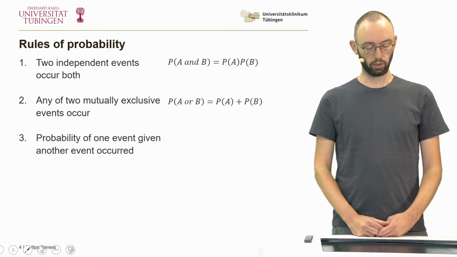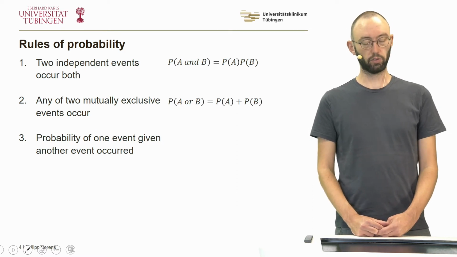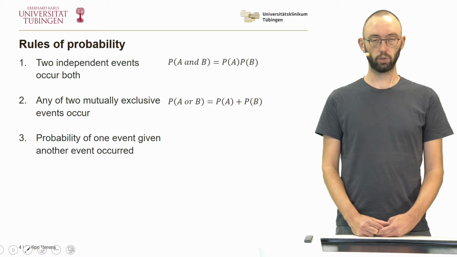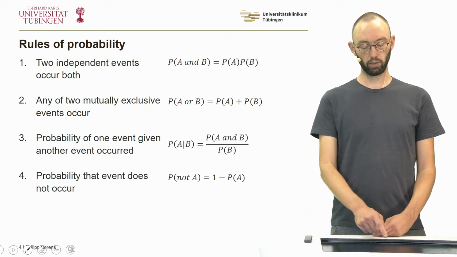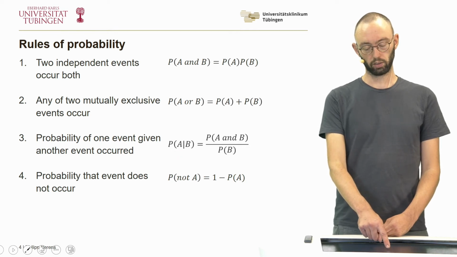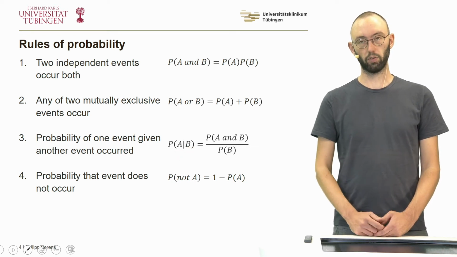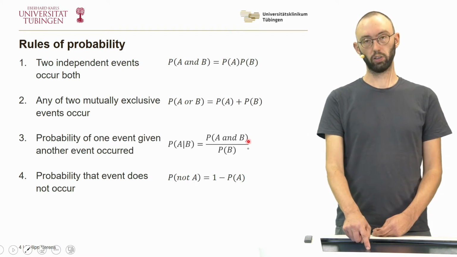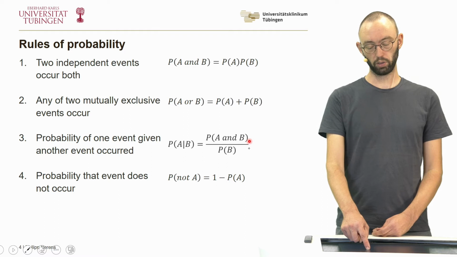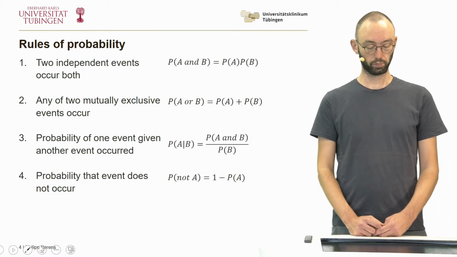What is the probability of one event given another event occurred? We can also compute that. And the probability of event A occurring given that event B occurred is the probability of event A occurring and event B occurring divided by the probability of event B.